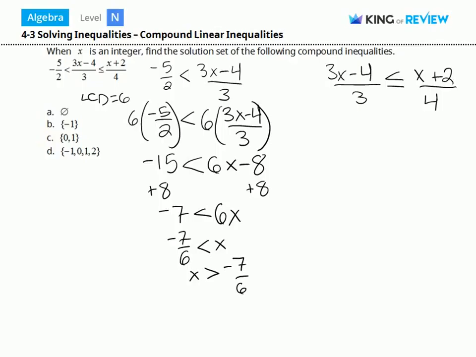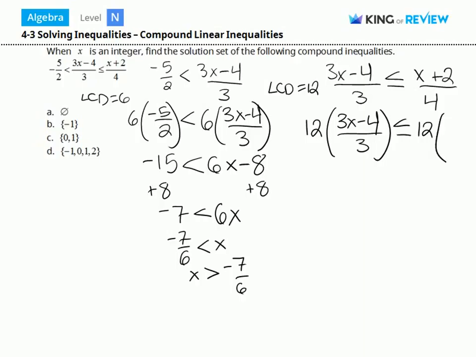Now for our second inequality, we'll start by multiplying both sides by the LCD, which is 12. So we have 12 times the left-hand side, which is (3x minus 4) over 3, is less than or equal to 12 times the right-hand side, which is (x plus 2) over 4. And when we work this out, we get 12x minus 16 is less than or equal to 3x plus 6.